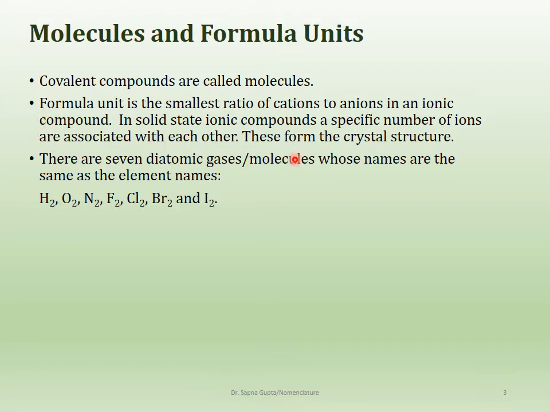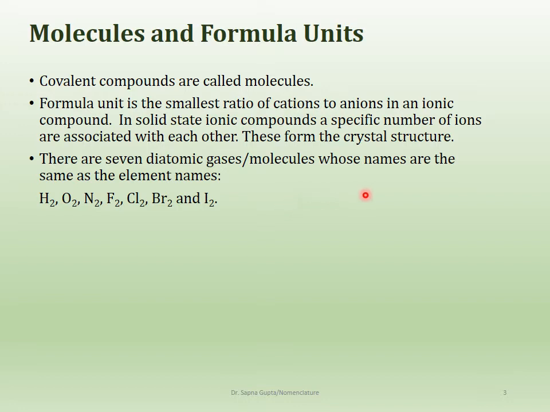I will be referring to almost everything as a compound. For me, a compound is a combination of elements. But when I say a molecule, that means it's definitely a covalent compound. But I don't call ionic compounds a formula unit. I just call them ionic compounds.